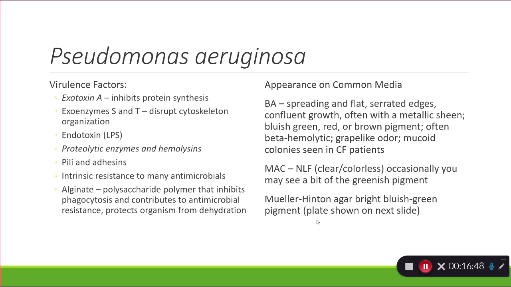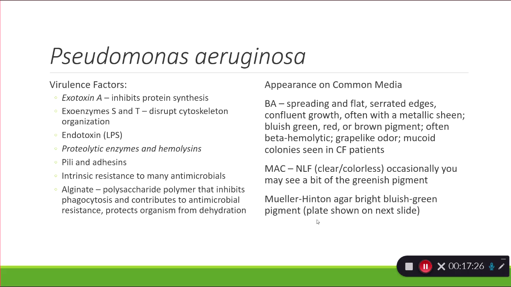This guy has some serious virulence factors that we do know about. It has exotoxin A that inhibits protein synthesis, exoenzymes S and T that disrupt cytoskeleton organization. It's got a lipopolysaccharide endotoxin, proteolytic enzymes and hemolysins, pili and adhesins. It's got intrinsic resistance to many antimicrobials, and it has alginate. Alginate is a polysaccharide polymer that inhibits phagocytosis and contributes to antimicrobial resistance, and it protects the organism from dehydration.